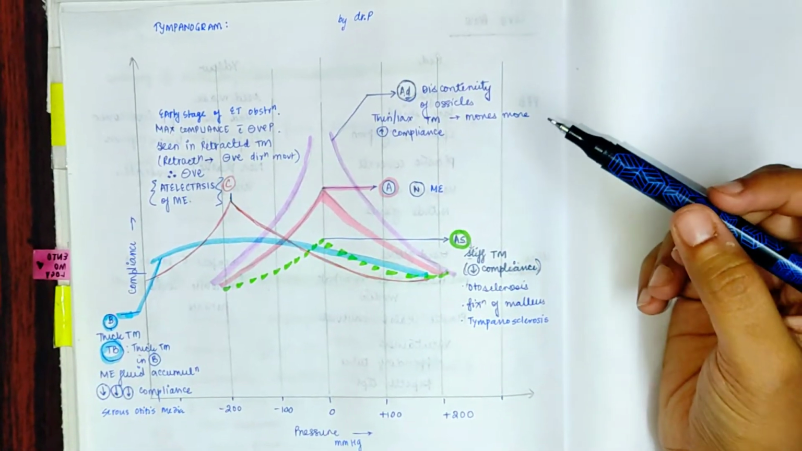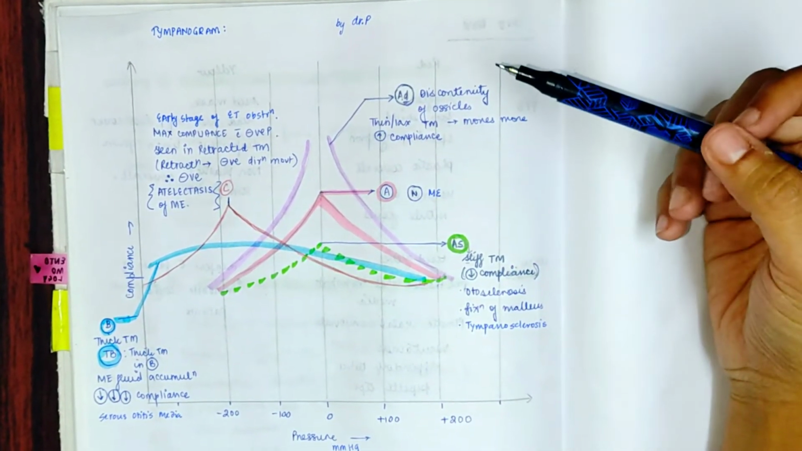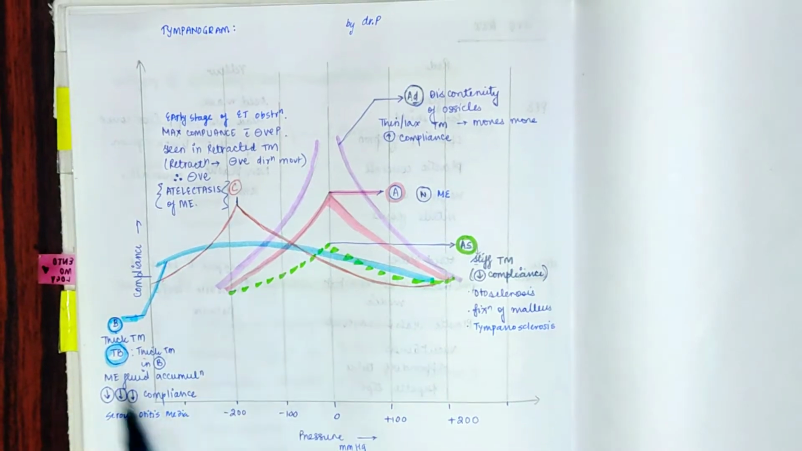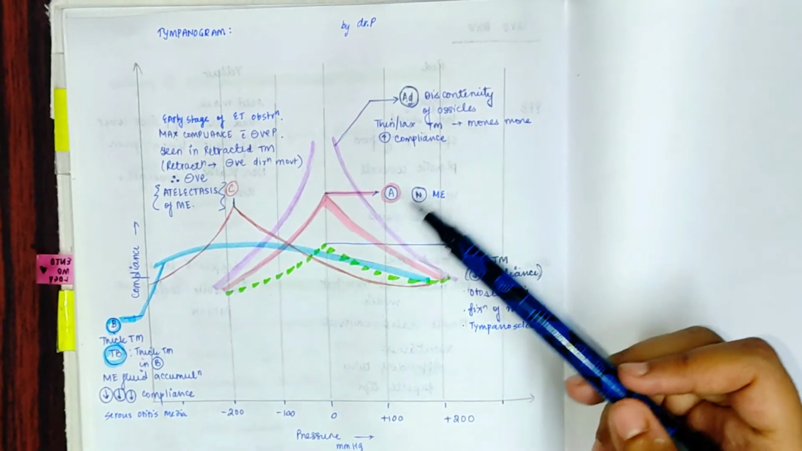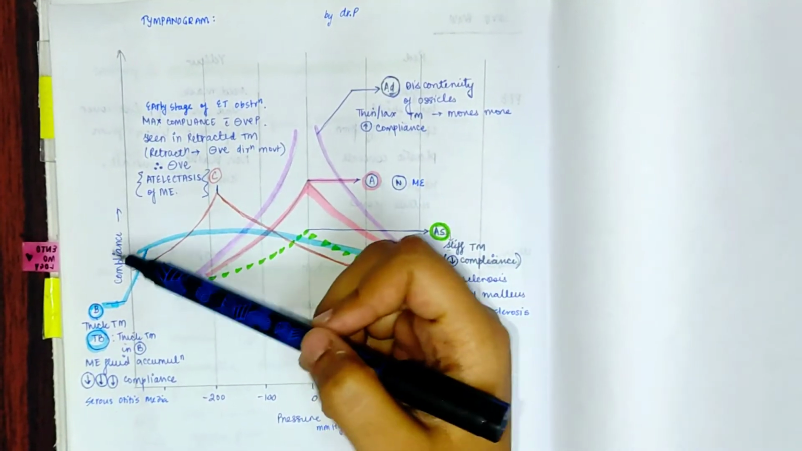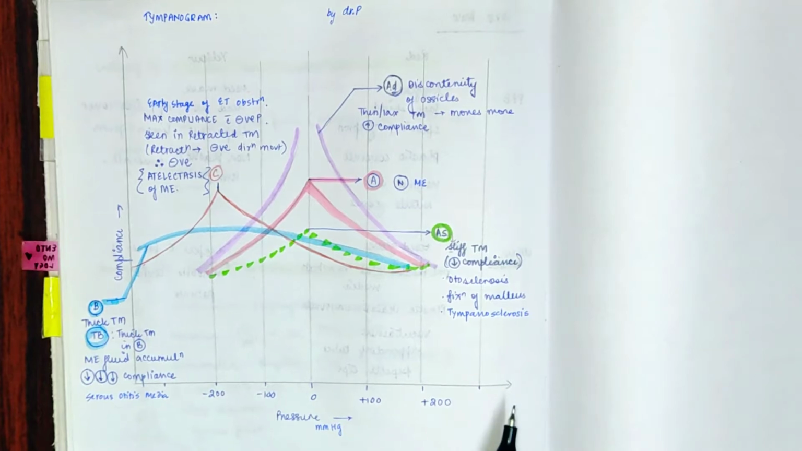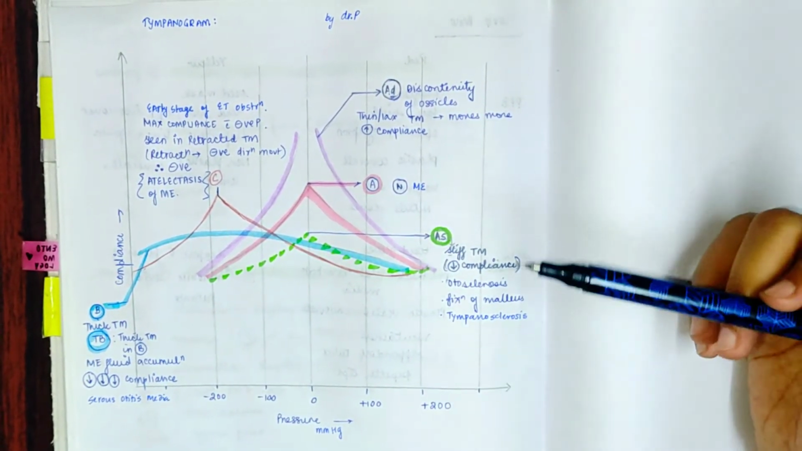Hey guys, so today I'll be telling you about the findings we see on tympanometry. So what we have is a graph. I have tried to compile all the pathologies and the normal in one graph only. On the y-axis we have compliance and on the x-axis we have pressure, right? First of all we will see what is normal and then I'll take you to the pathologies.